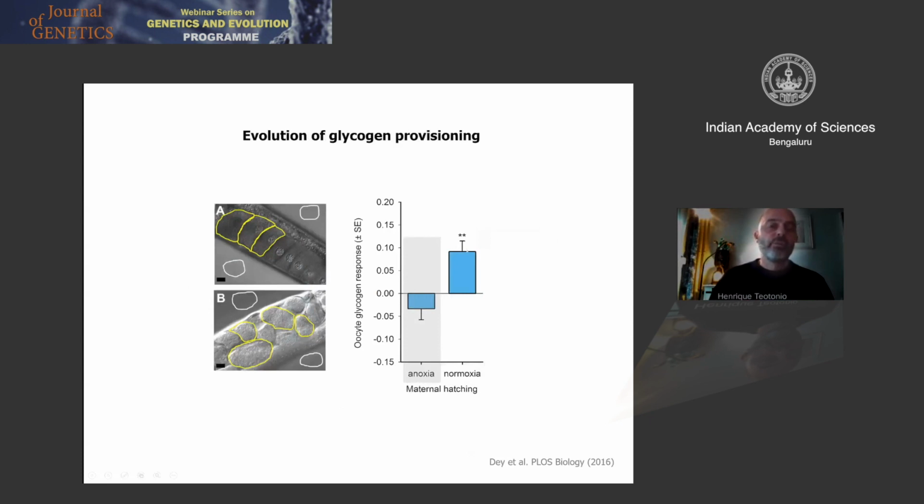And just to confirm that indeed there was the evolution of glycogen provisioning, we've measured, using classical histological techniques, the amount of glycogen in oocytes, so prior to fertilization in the worms. And we indeed find that only when the mothers face normoxia will they increase the glycogen content, because their offspring will face the challenging conditions.